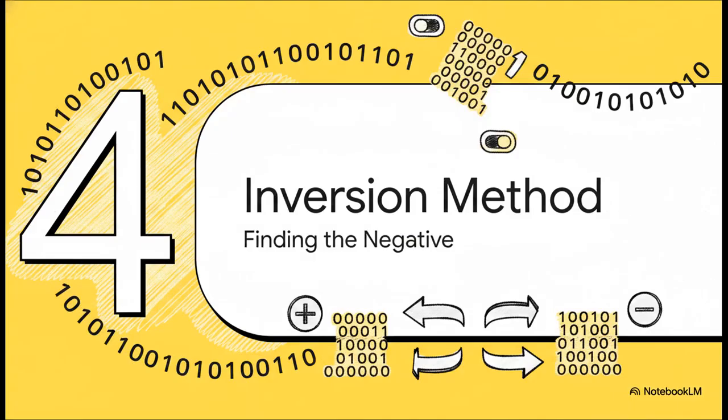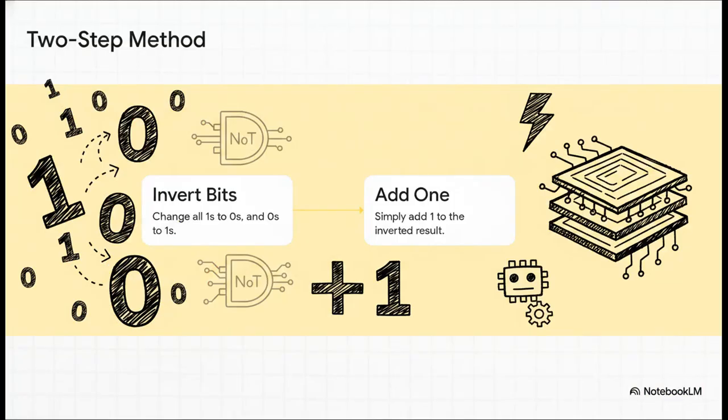Section 4. The two-step inversion method. Finding the negative. Okay, I'm going to give you a foolproof way to manually convert any positive binary number into its negative equivalent. Here's the standard two-step process. Step 1, you invert all the bits. Literally just swap them. Every 1 becomes a 0, and every 0 becomes a 1. Then, step 2, you simply add 1 to that inverted result.